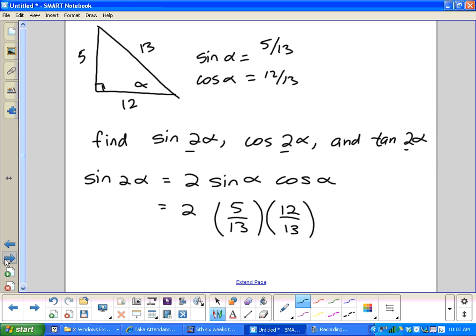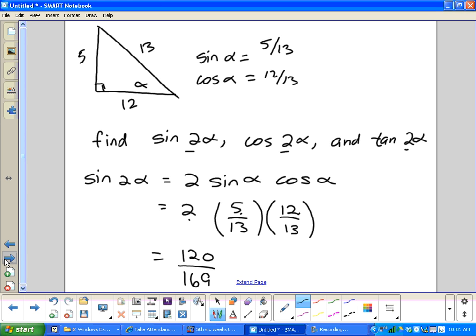Remember, you multiply the numerators, you multiply the denominators. So on the 2, you really don't have a denominator. Now, if we want to, we could write that as 2 over 1. Okay, so I'm just going to multiply 2 times 5 times 12. So that would be 120. Okay, and now, do the 13s stay the same there? No, you multiply. So 13 times 13 would be 169.